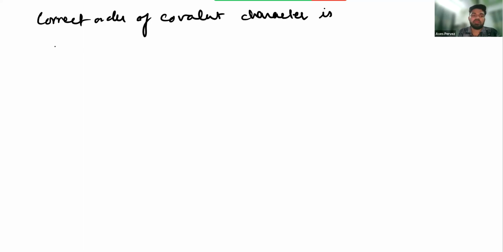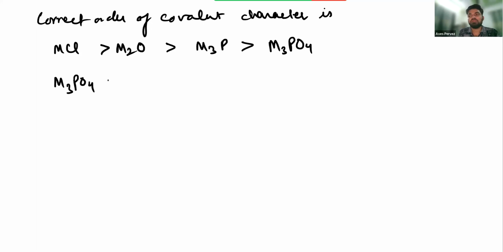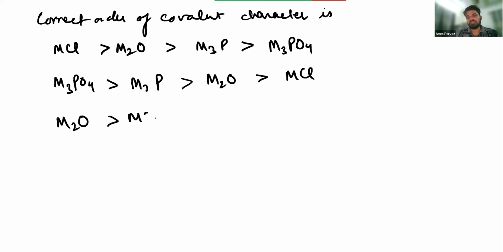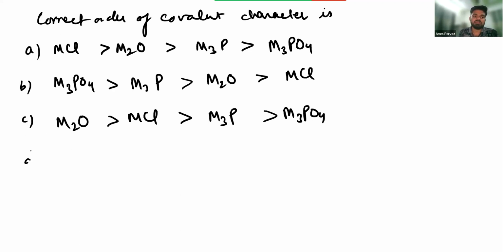Option A: MCl, then M2O, then M3P, then M3PO4. The next one: M3PO4, then M3P, then M2O, then MCl. The next one is M2O, then MCl, then M3P, and then M3PO4. This is A, this is B, this is C, and this is D.